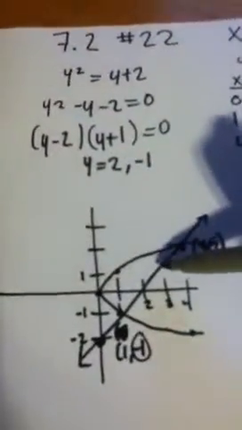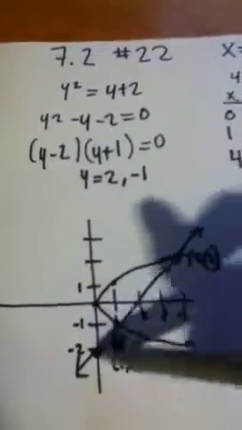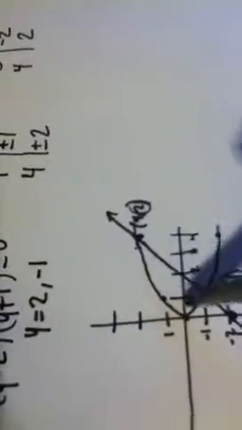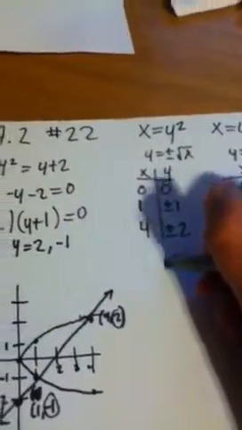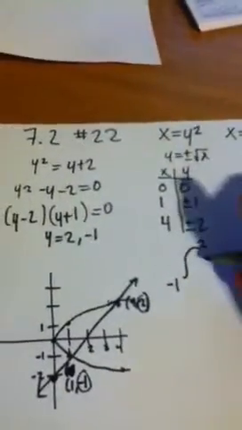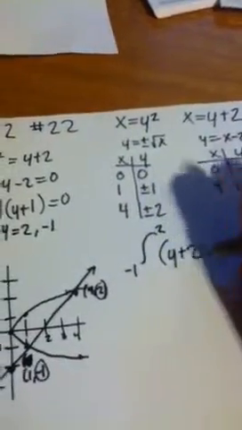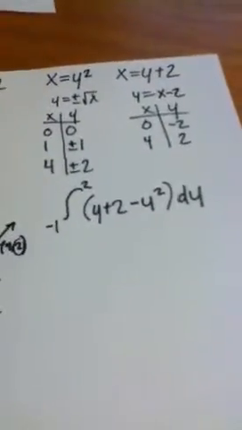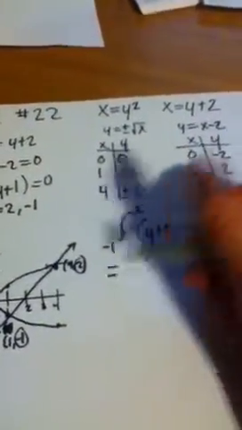And if you look at this, you do right minus left, so you would do the line, which is y plus 2, minus the sideways parabola. If you're unsure about which one's right and left, if you turn it, it's pretty clear that this is top minus bottom if you're going to do area, which is this area there. So now we can write, from negative 1 to 2, the quantity y plus 2 minus y squared dy.